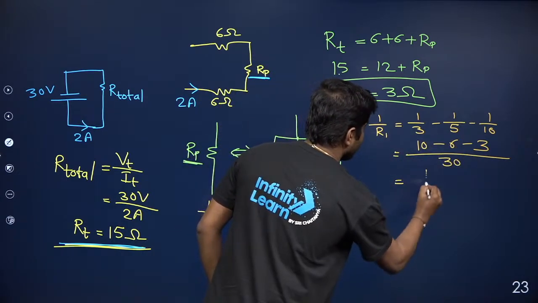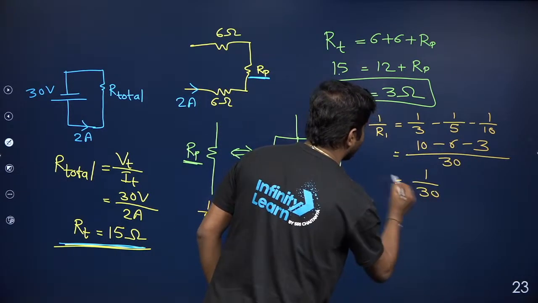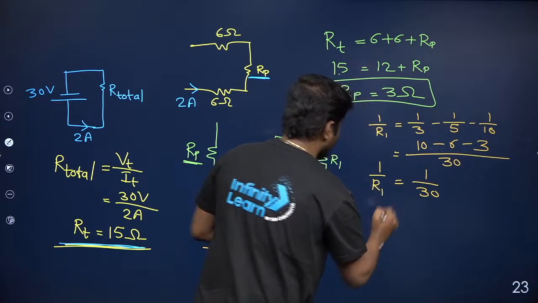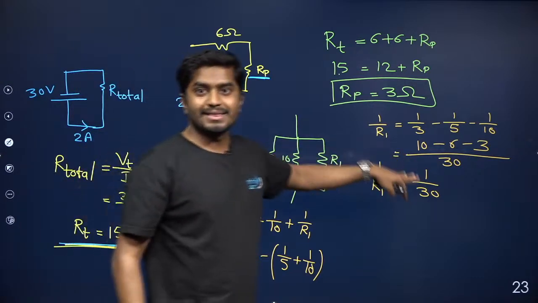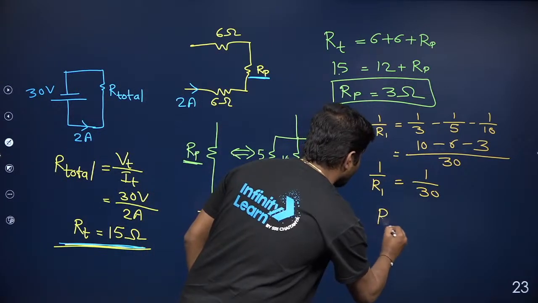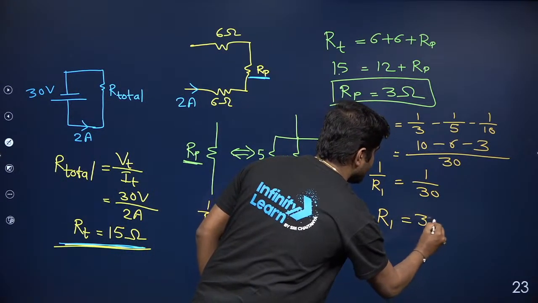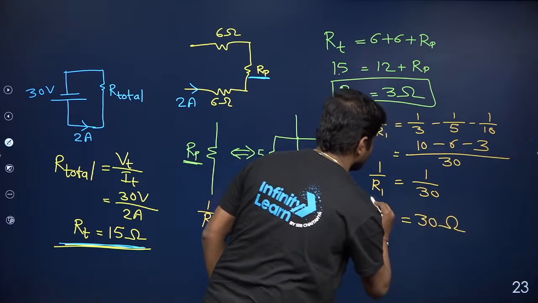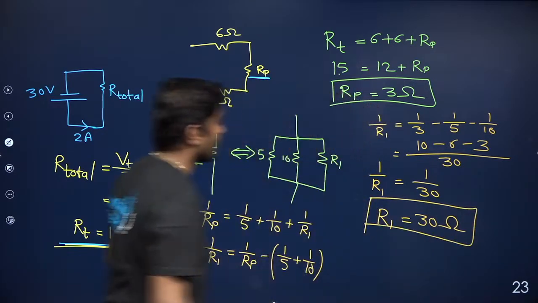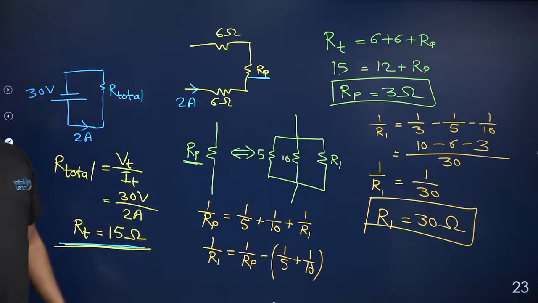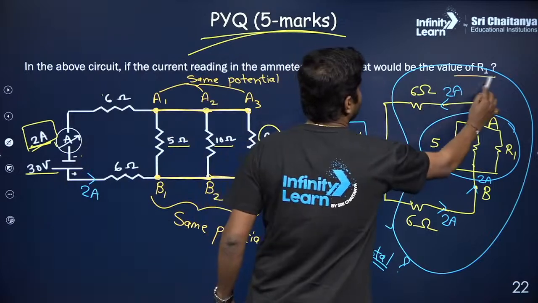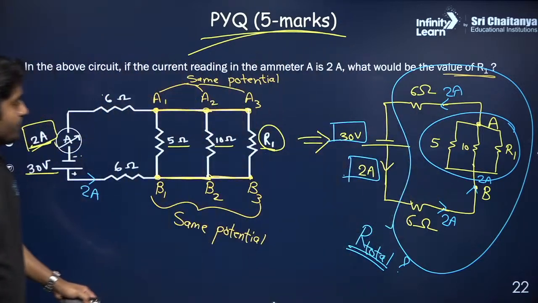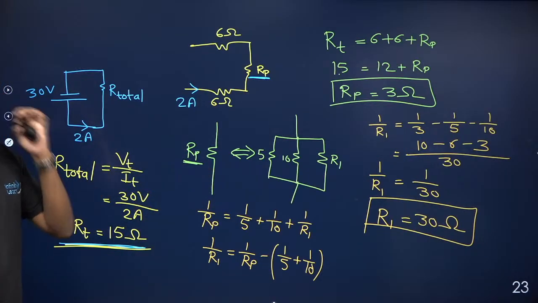So this will be 1 by 30. 1 by R1 is 1 by 30. So what is the R1 value? R1 will be equal to 30 ohms. So this is our final value. We wanted to calculate the value of R1, and that came out to be 30 ohms.